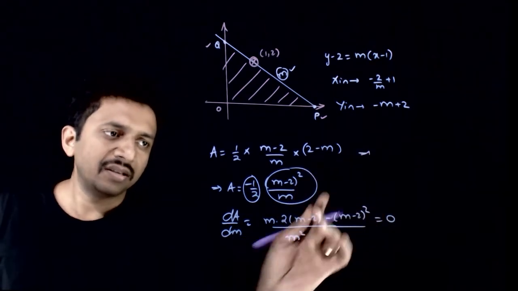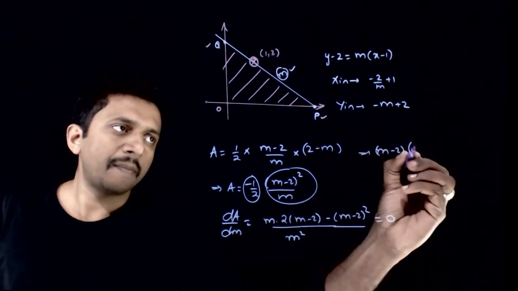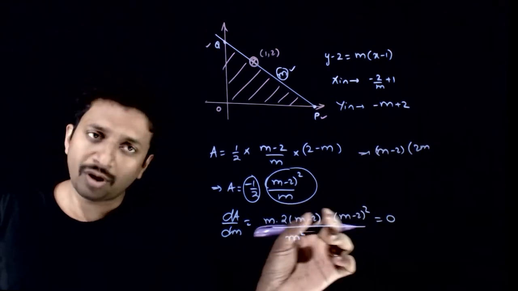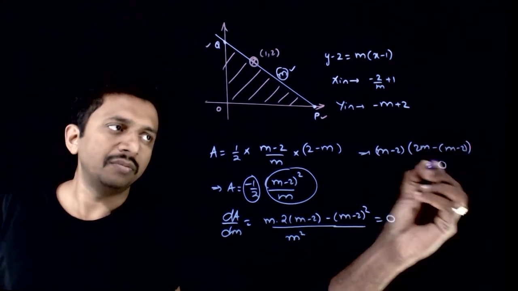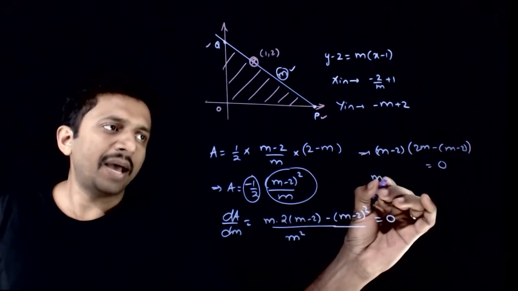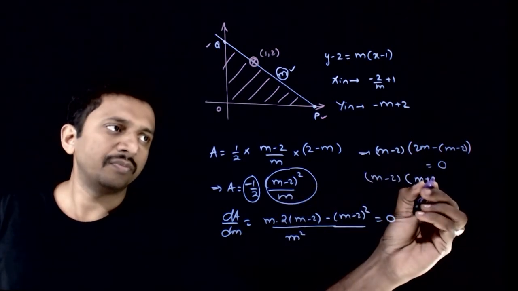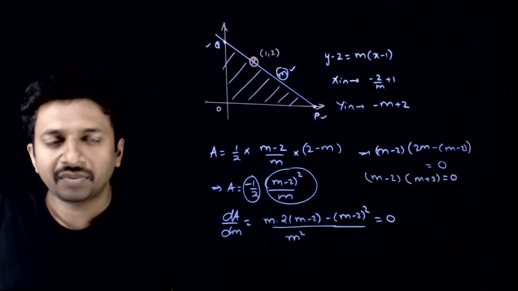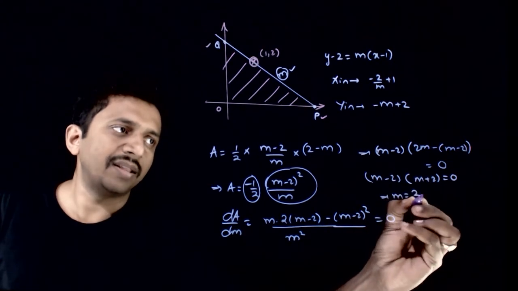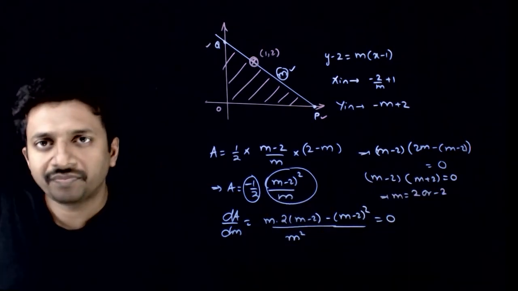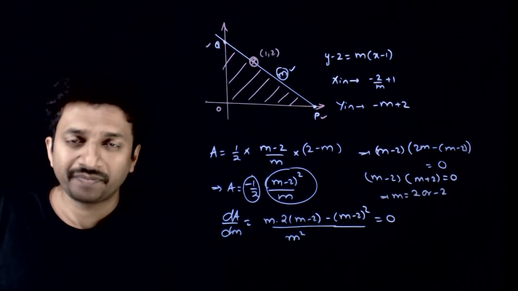So this implies you have (m minus 2) common: (m minus 2) times [2m minus (m minus 2)] is equal to 0. So (m minus 2) times (2m minus m plus 2), which is (m plus 2), is equal to 0. (m minus 2) times (m plus 2) is equal to 0. This implies m is equal to either 2 or minus 2. So when m is equal to 2 or minus 2, you have critical points.